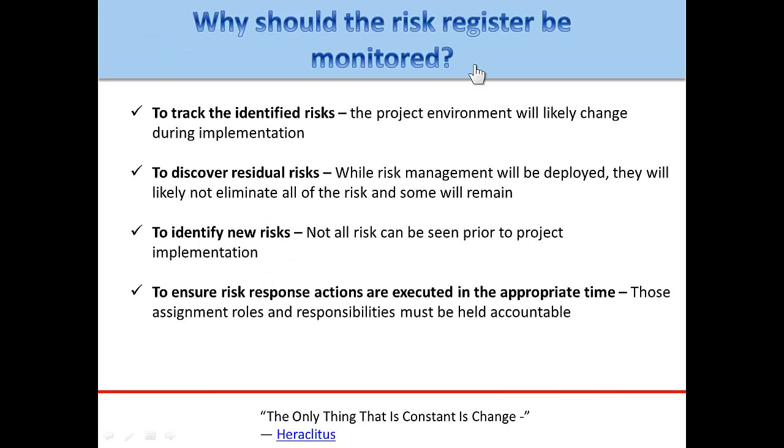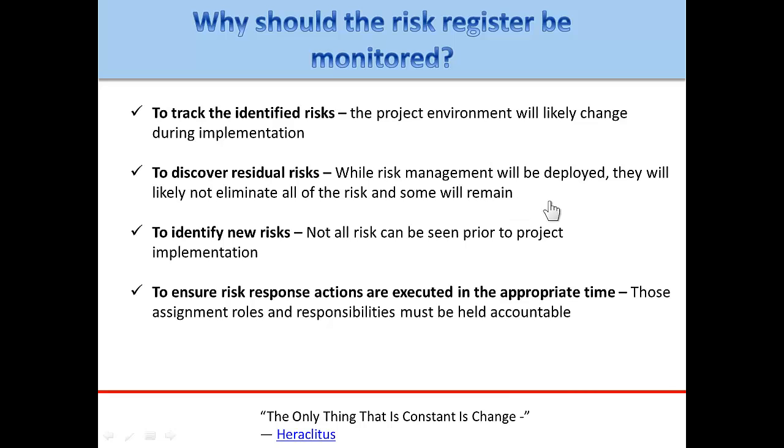As you have learned in the PMD Pro guide and the PMD Pro 1 course, the risk register is not written during the setup phase and then placed in a file or left on the shelf. No, the risk register must be a living document that is monitored and changed as needed during implementation. So there are 4 reasons to monitor the risk. First, and the most obvious, is to monitor for tracking the identified risk, as some will change over the life of a project. There's a common saying that the only thing that is constant is change.